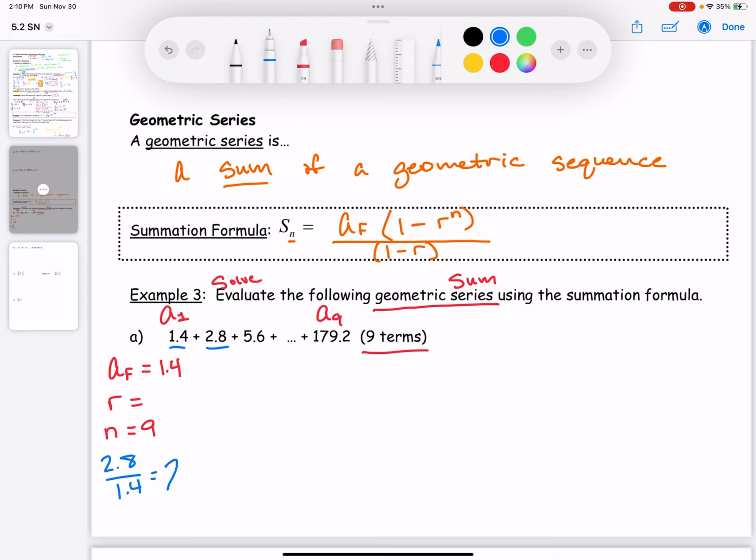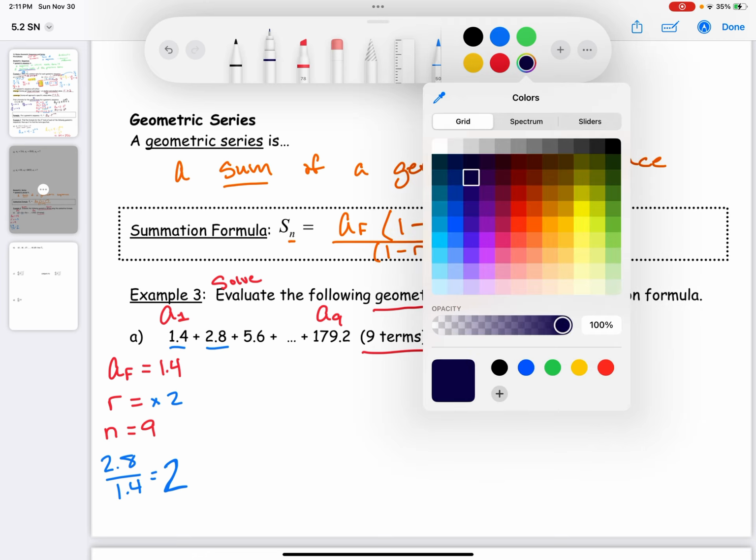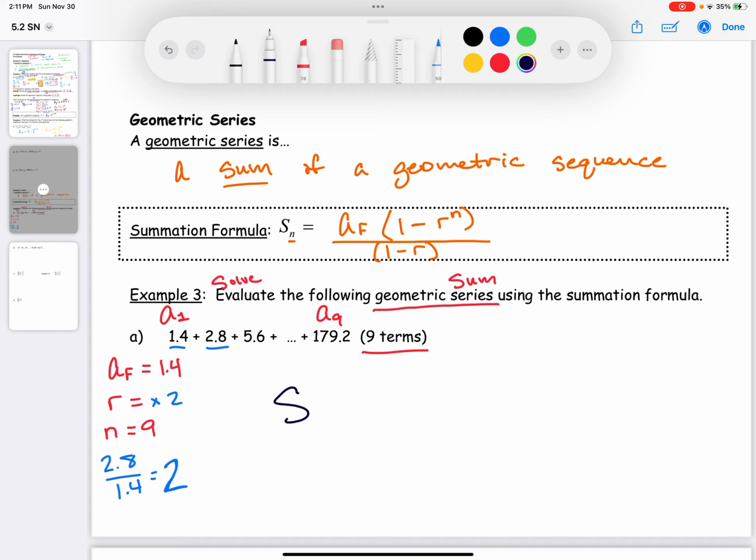2.8 divided by 1.4 is 2. So that's our rate, times 2. And if you wanted to keep checking that with 5.6 and 2.8, you would get the same answer. So now we've got all our numbers. We just need to plug them into our summation formula and solve. So we're looking for the sum of the 9 terms. And we know that our first term is 1.4. And that's going to be 1 minus the rate, which is 2, to the nth power, which in this case is 9, over 1 minus 2.